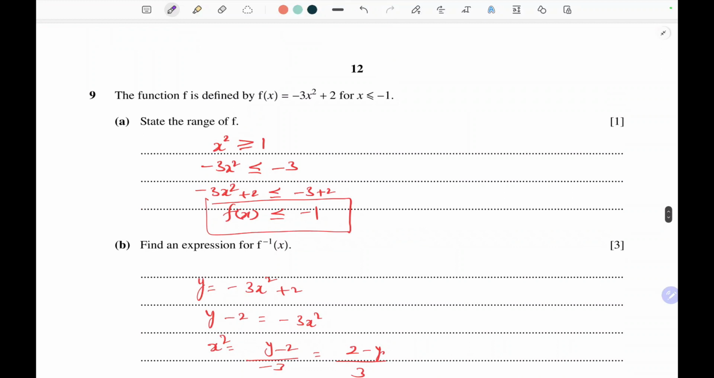Now function f is defined by f of x equals minus 3x squared plus 2, where x is less than minus 1. So this domain is available. Find the range of f. So x less than minus 1.